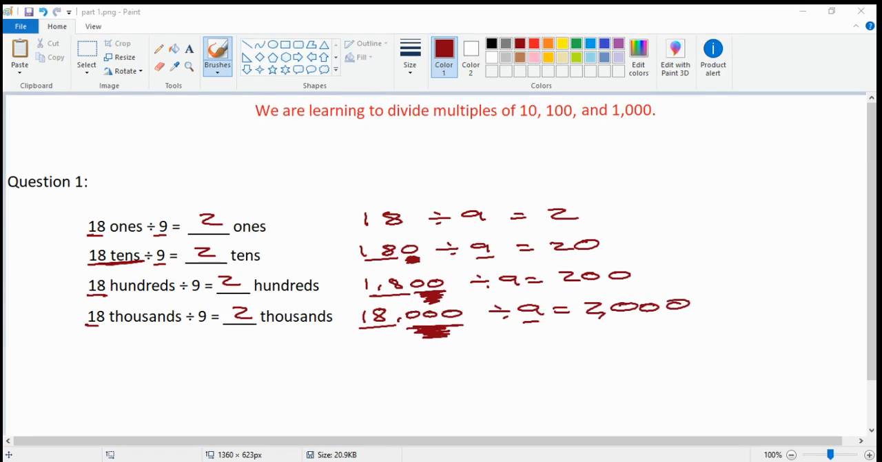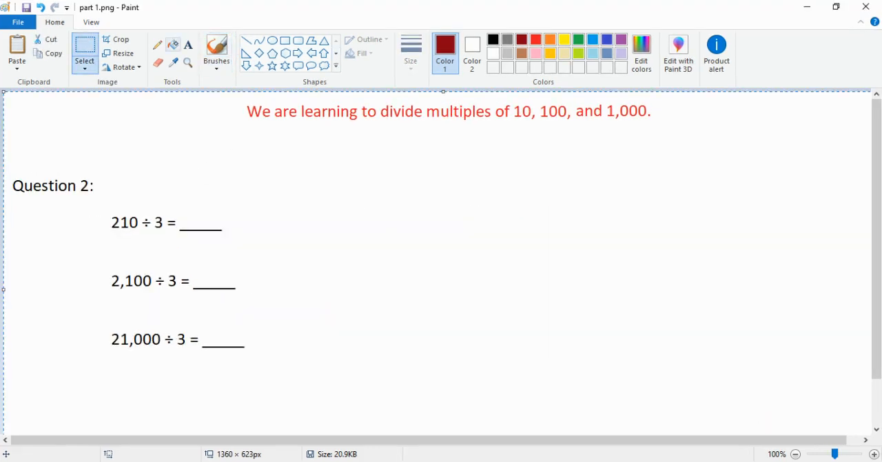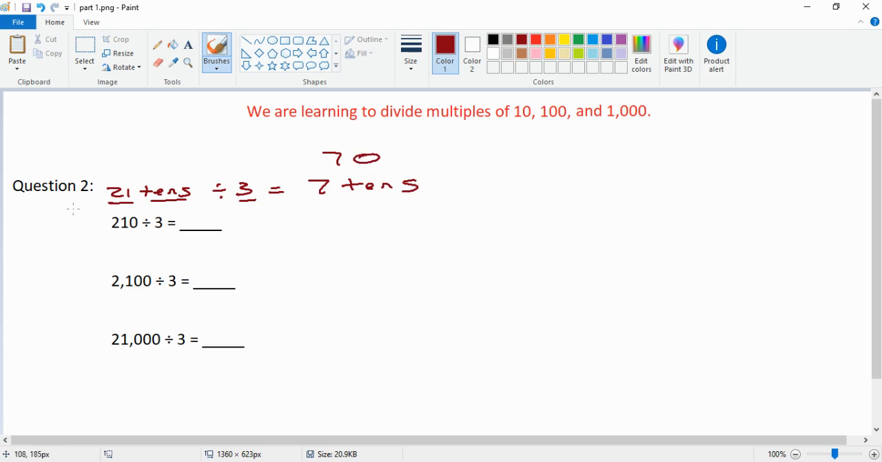Question 2. So I have 210 divided by 3. That's the same as 21 tens. What's 21 tens divided by 3? That's what the previous examples or questions were trying to get you to understand. What's 21 divided by 3? Well, hopefully you know it's 7. And it's 7 tens. And another way of writing 7 tens is 70. So again, think, what's 21 divided by 3? It's 7. With the 1 zero we didn't use, add that back in.